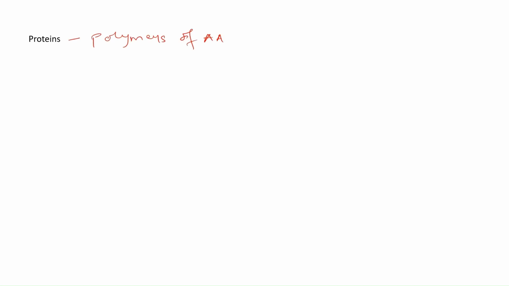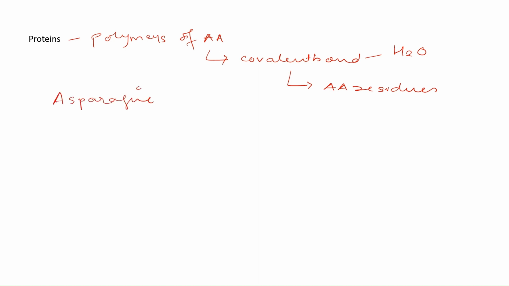Here all the amino acids are joined by a covalent bond, and after joining these amino acids are known as amino acid residues. Why? Because during the formation of the covalent bond, H2O is released. Therefore, the amino acids after joining are known as amino acid residues. The first amino acid discovered is asparagine, and the last amino acid discovered was threonine.